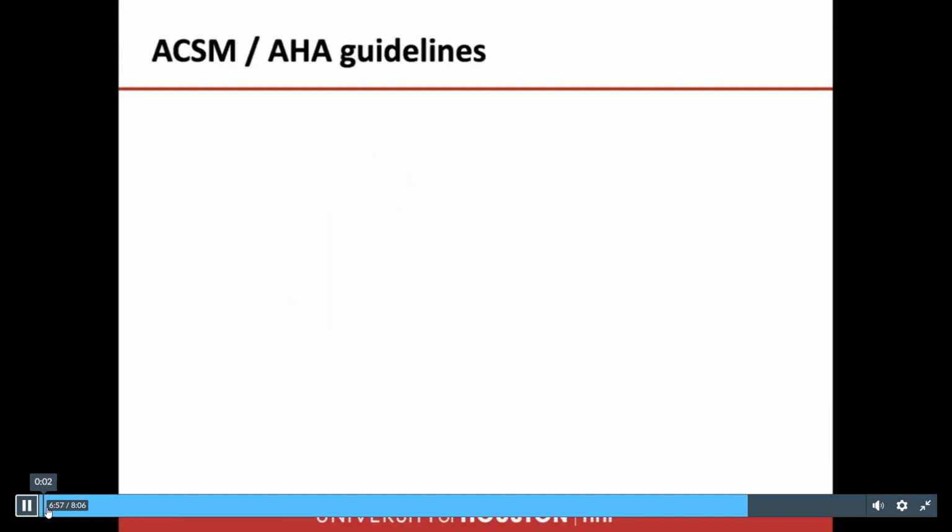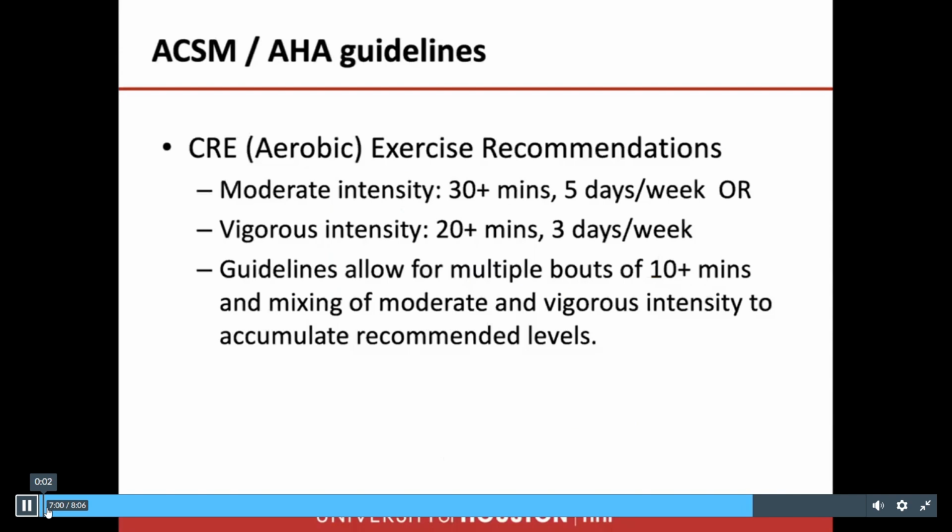And eventually we got to our ACSM and American Heart Association guidelines, which is CRE, aerobic type exercise people tend to think of. Exercise recommendations: moderate intensity, 30 plus minutes a day, 5 days a week, or vigorous intensity, 20 minutes a day, 3 days a week, or some combination thereof. Okay, so somebody does vigorous intensity 1 day a week and then moderate intensity 4 days a week, that would meet the recommendations. And the guidelines do allow for multiple bouts of at least 10 minutes and mixing of moderate and vigorous to accumulate these recommended levels.